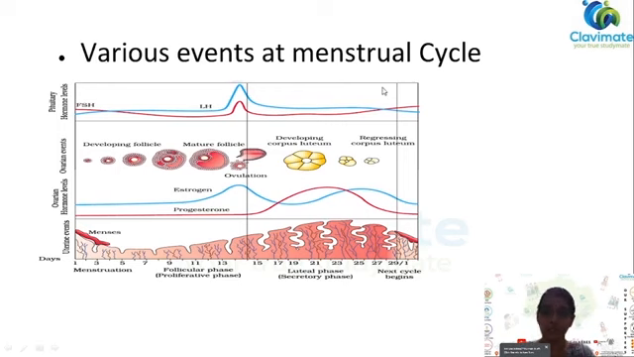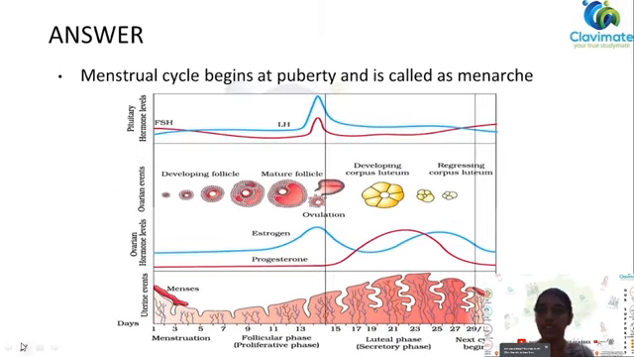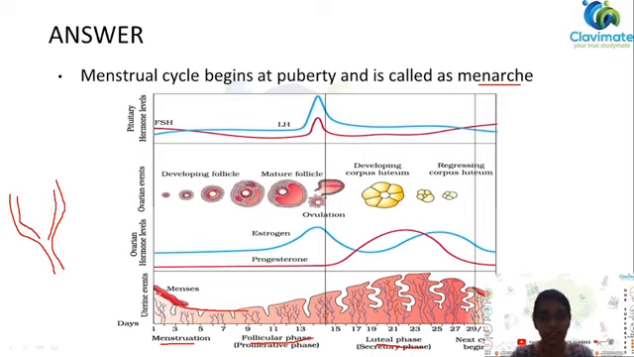What are the events in the menstrual cycle? You have to mention it. The menstrual cycle usually begins at puberty, and when it begins at puberty it is called menarche. The menstrual cycle has three phases: menstrual phase, follicular phase and luteal phase. The menstrual phase is where the endometrium, the uterine lining of the uterus, sheds off along with the egg.